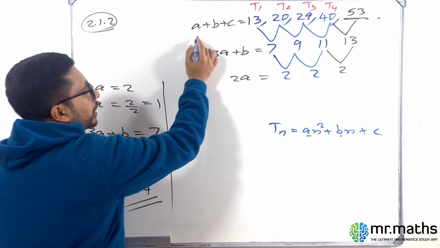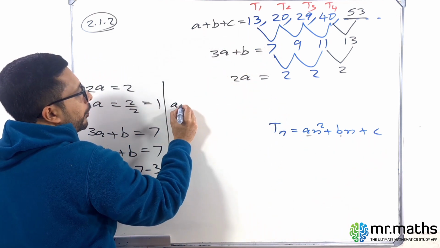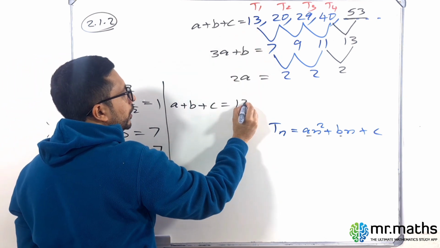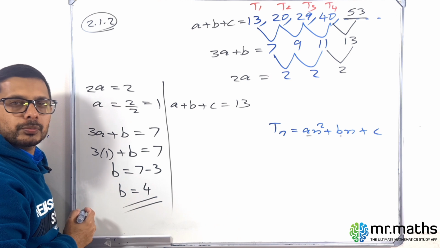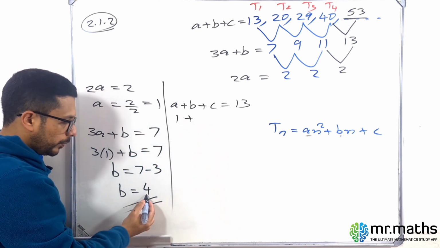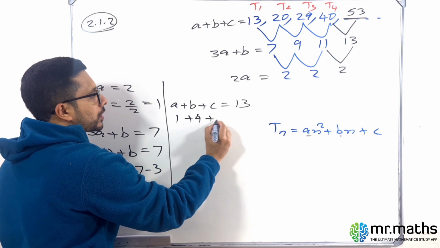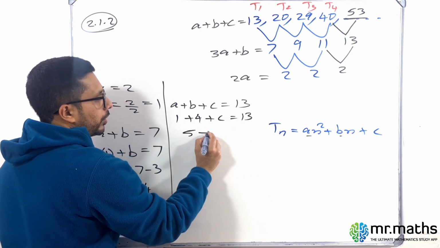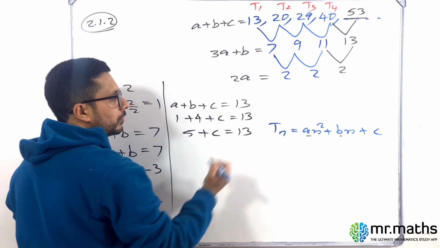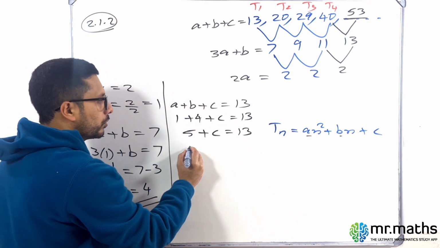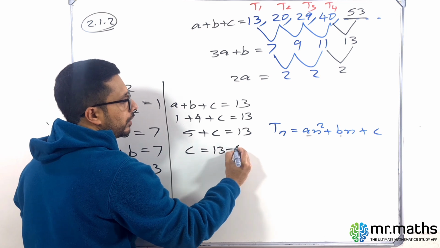Okay, so there is one more equation here. a plus b plus c is equal to, what is the number? 13. Okay, substitute the values. What is a? 1 plus, what is b? 4 plus c is equal to 13. 1 plus 4 is 5. 5 plus c is equal to 13. Take this 5 to the other side. So it is minus 5. So c is equal to 13 minus 5.